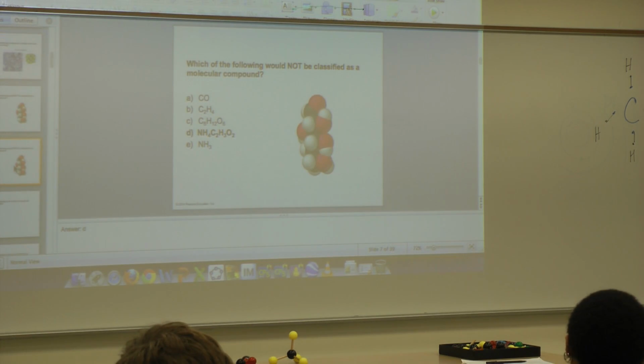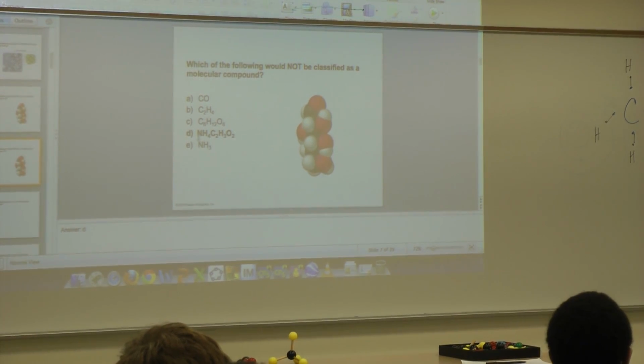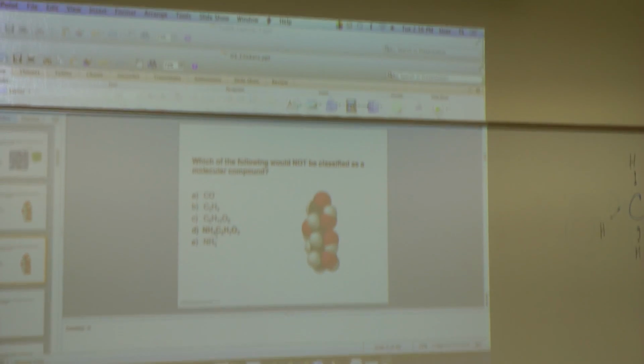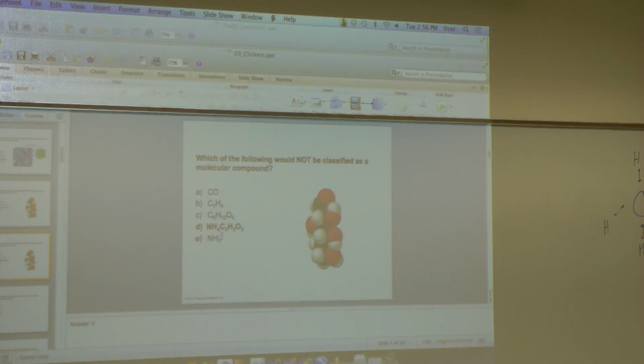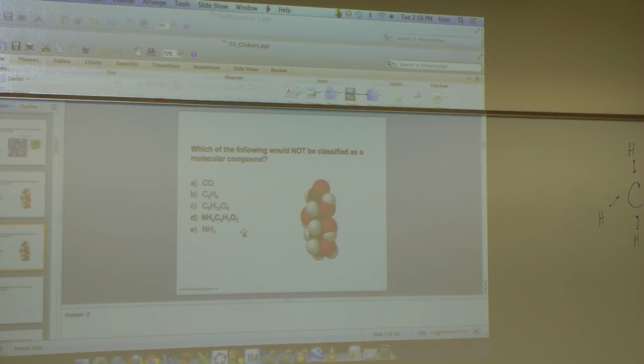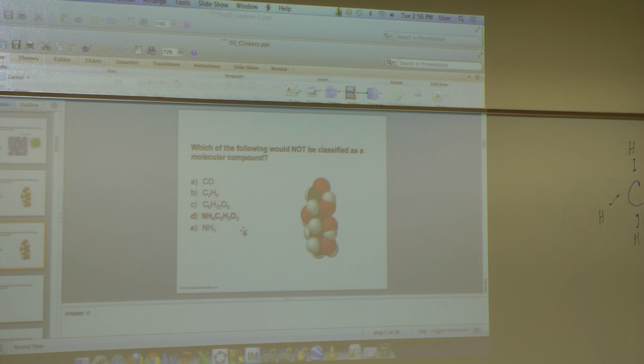Which would not be classified as a molecular compound? So CO is a molecular, right? We agree. C2H4 is, right? So is C6H12O6, that's glucose. So is NH3, but ammonium, this could be a test-like question. What's the name of NH4C2H3O2? That's ammonium acetate.